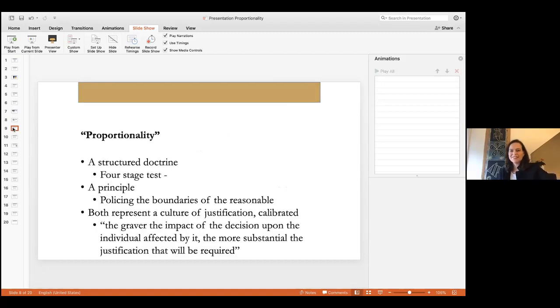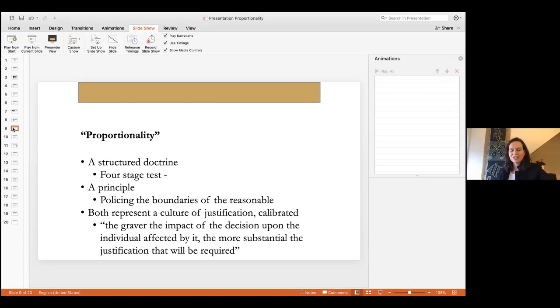So let me just finally define the last term, proportionality. And obviously, I think this audience doesn't require much of a definition. But proportionality is a striking kind of doctrine at the constitutional level, given that it is a standard-based doctrine of application rather than a categorical doctrine of the meaning of a right that is protected as a trump or a firewall by courts.